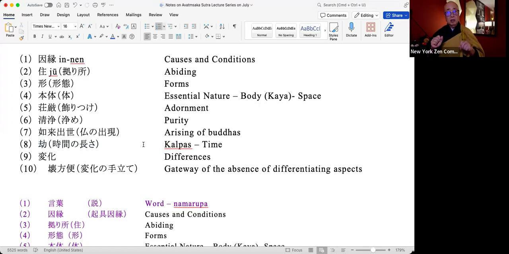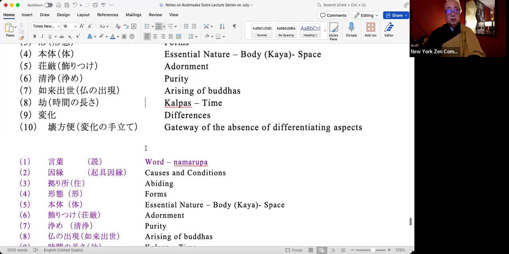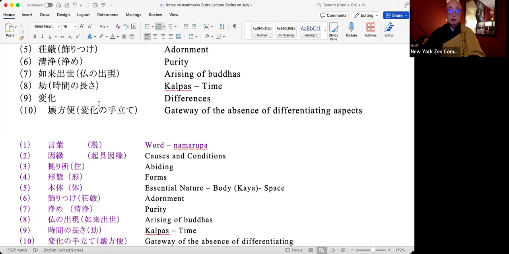Now, number 9 and number 10 are kind of strange. First of all, I really didn't understand what these translators are trying to do. So therefore, originally in 80 Kegon, this number 9 is the translators translating as differences is henka. Henka is more like a change rather than differences.